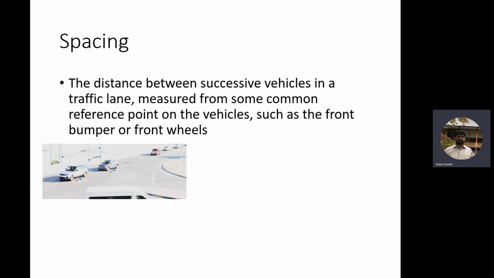We'll start with spacing. The spacing is the distance between two consecutive vehicles, which are next to each other, in a pair, and the distance is measured from a common point for both vehicles. For example, you start measuring the distance from the front bumper. So the spacing will be till the front bumper of the next vehicle. Clear?